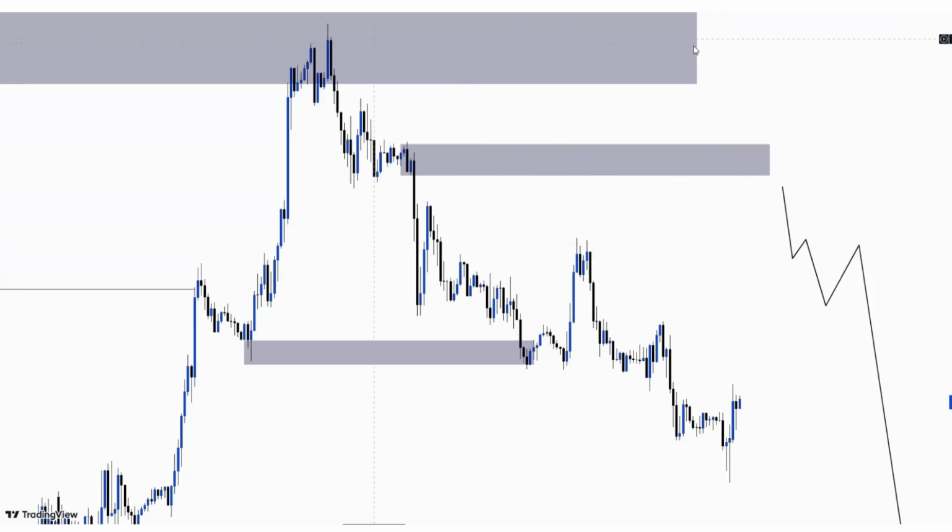Okay, so this one, personally, I was waiting for the price all the way here. You see, so this is my POI, right? So firstly, we have this supply area, then we have this here, which is this liquidity that I wanted to be taken out. So I was waiting for the price to go all the way here and to come downside.